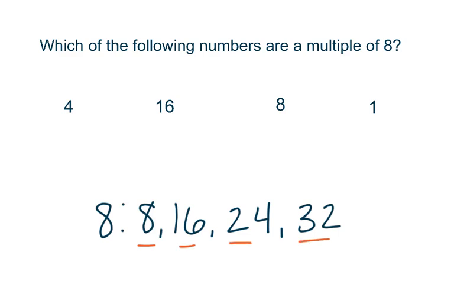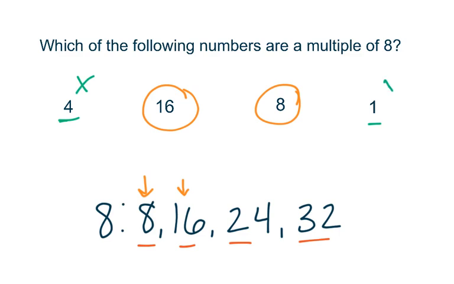I can see that as I'm listing my multiples, my numbers are growing by 8. So when I'm looking at this list of numbers, if I'm asking are they a multiple of 8 or not, I have to look at, well, am I skip counting by 8? 16 is a number that I find here on this list. That is a multiple of 8. My number 8 is also a multiple of 8. But my numbers 2 and 1 and 4 are not multiples of 8.